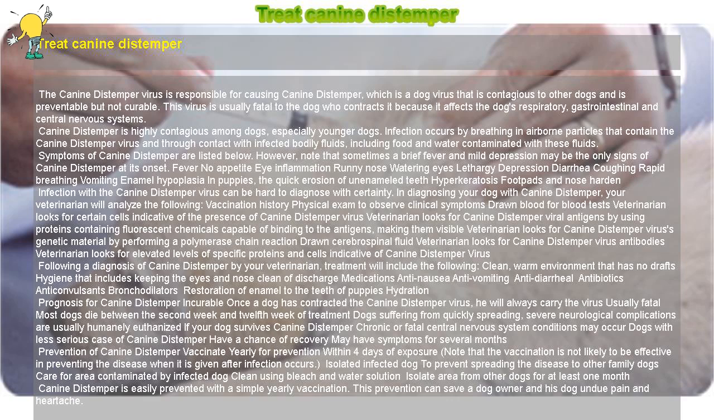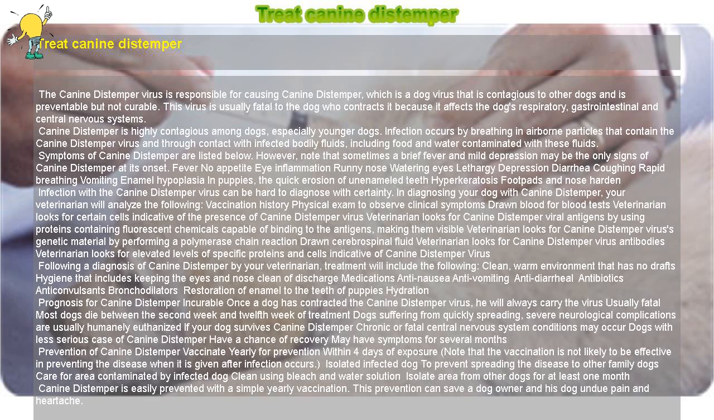Following a diagnosis of canine distemper by your veterinarian, treatment will include the following: a clean, warm environment that has no drafts; hygiene that includes keeping the eyes and nose clean of discharge; medications, including anti-nausea, anti-vomiting, anti-diarrheal, antibiotics, anticonvulsants, bronchodilators; restoration of enamel to the teeth of puppies; and hydration.